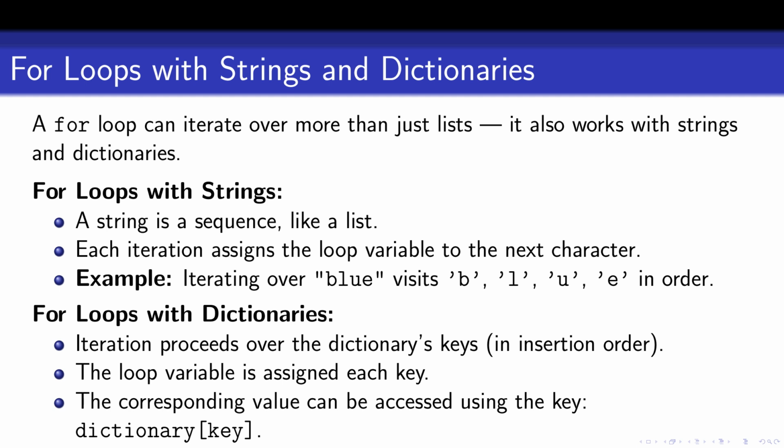For dictionaries, iteration typically proceeds over the keys, though you can also explicitly access key-value pairs if needed. The loop variable holds each key, and you can retrieve the corresponding value using dictionary indexing. This is especially useful when you want to analyze or transform data stored in key-value structures. These examples show how for loops generalize across different types of containers, making them a flexible and powerful tool in Python programming.